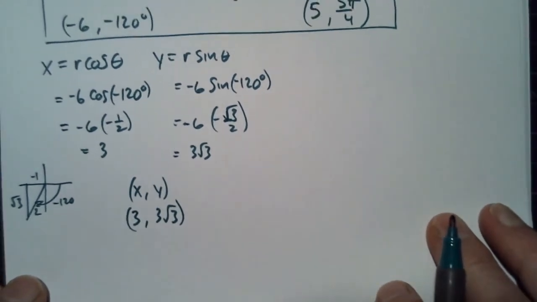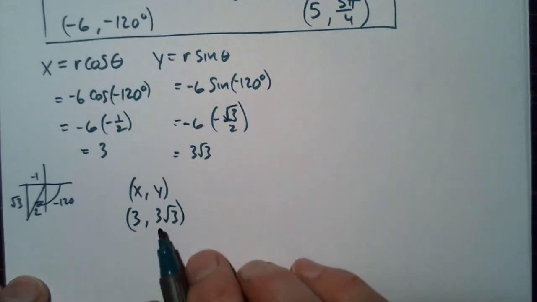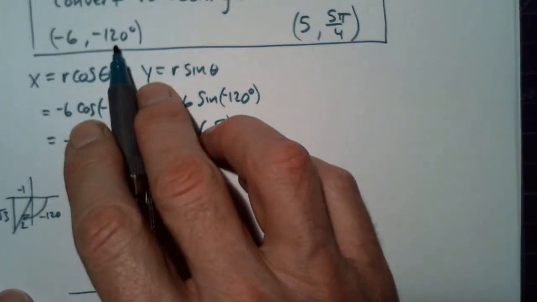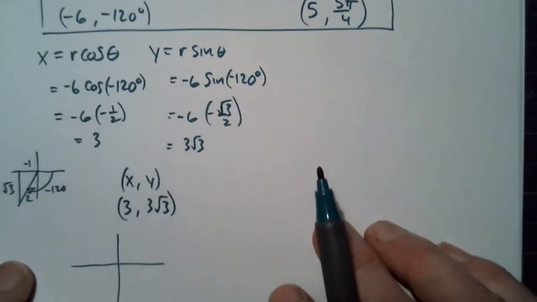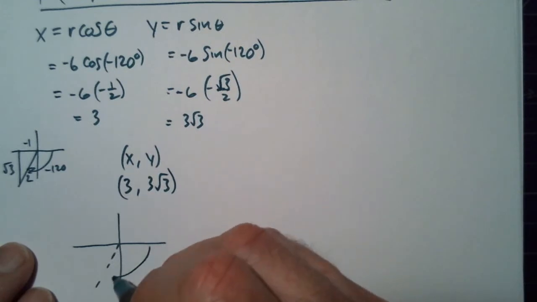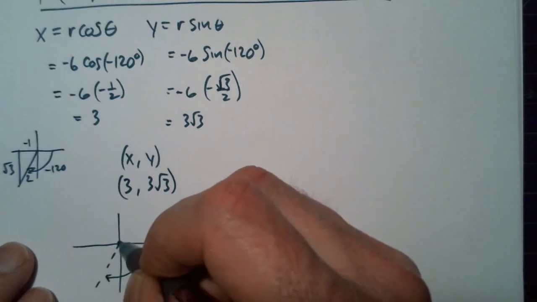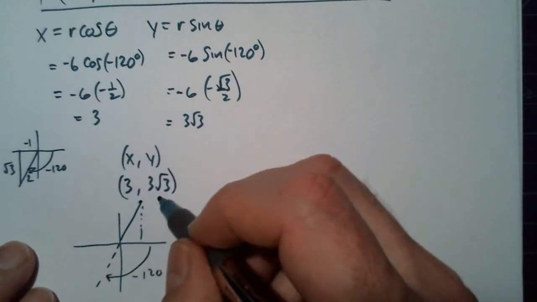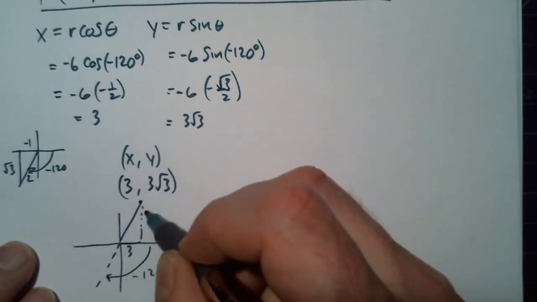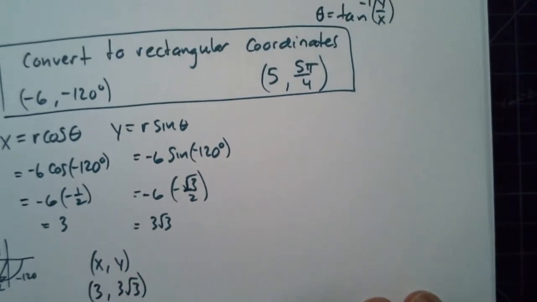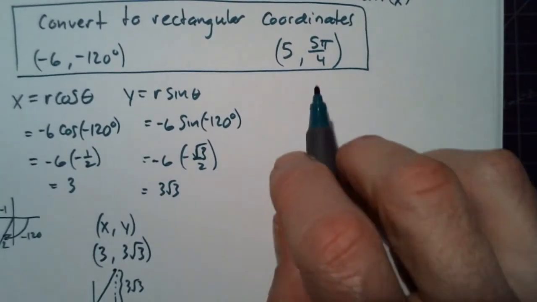Let's see how that looks. If we graph negative 6, negative 120, does it look like these are the right coordinates? So we're going to rotate to negative 120 and then go have a negative radius. So we rotate to negative 120. And then we'll reflect, and the point will be up there, with this being 6. And does it look like these are reasonable, to have an x value of 3 with a y value of 3 radical 3? Yeah, it looks reasonable. Alright, pause the video and try that one.